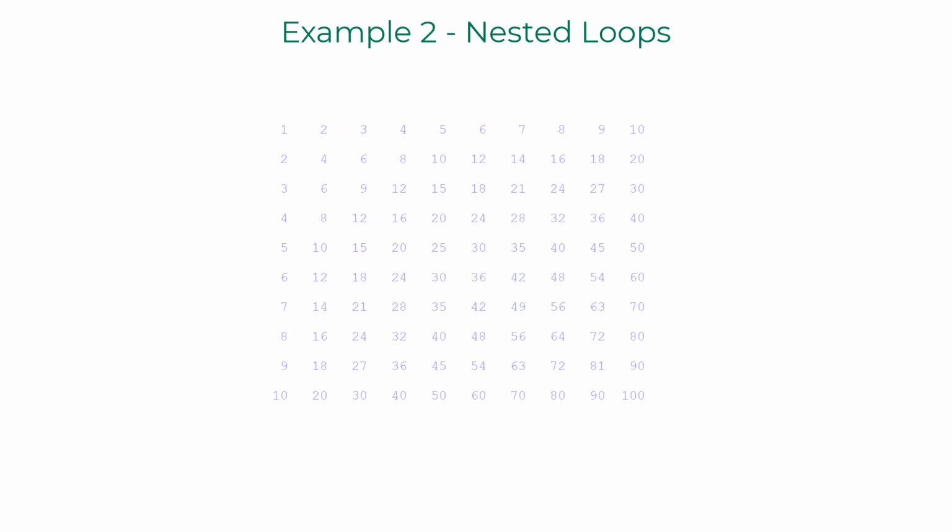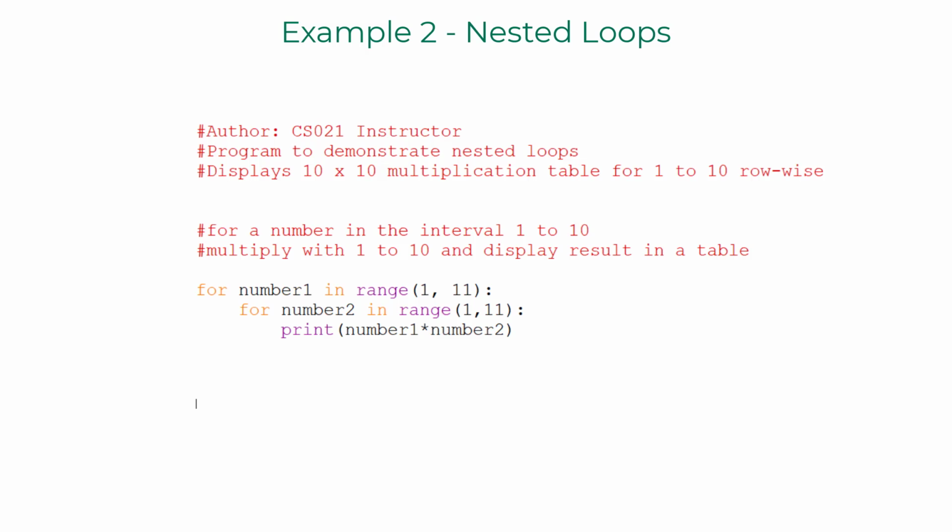Alright, here is the next example. We're going to write a program that displays a 10 by 10 multiplication table this way. If you observe closely, the elements in the first row are multiples of 1, the elements in the second row are multiples of 2, and so on and so forth. Here is a preliminary program that I've come up with.